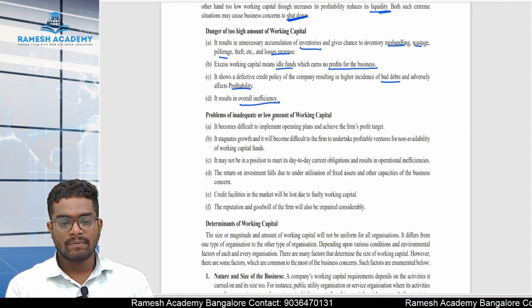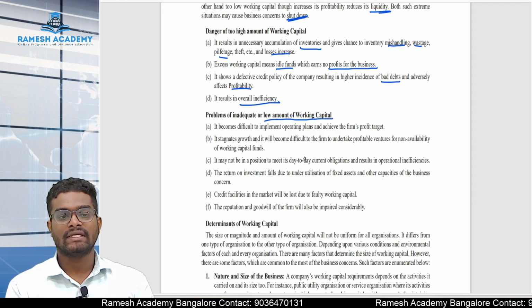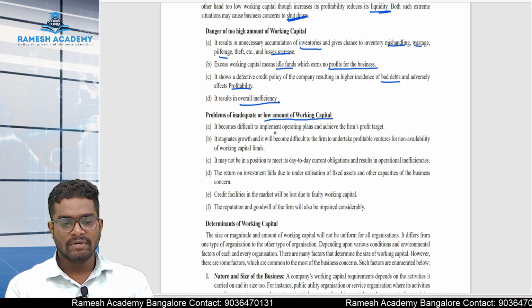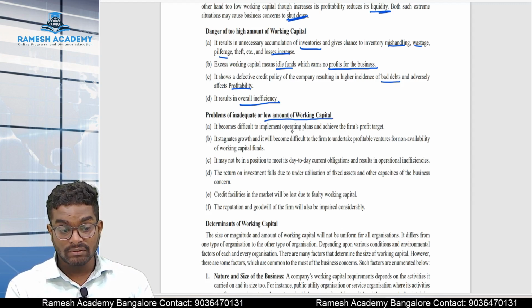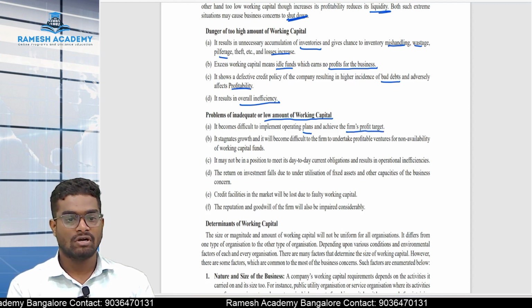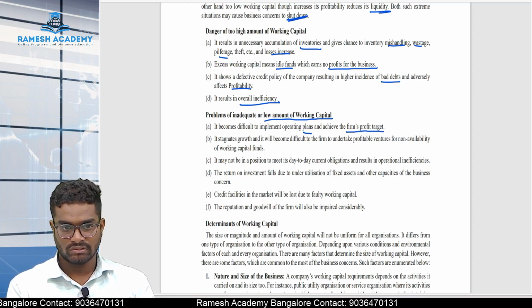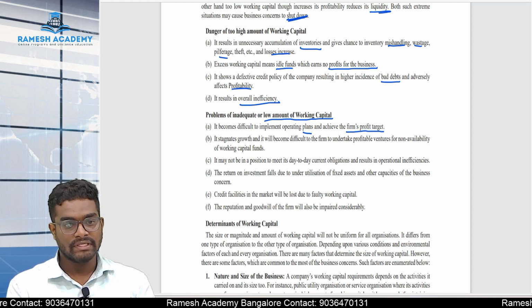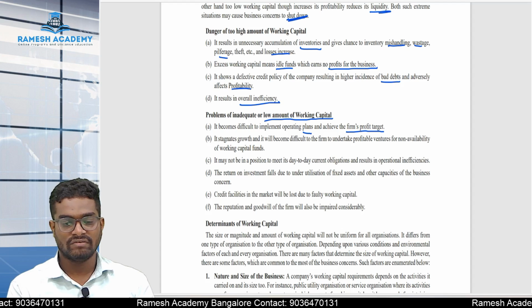So what are the problems if you are maintaining a low amount of working capital? It becomes difficult to implement operating plans or achieve the firm's profit target, because since you do not have working capital, you cannot purchase the stock, you cannot pay the creditors. Obviously there will be chances of default.